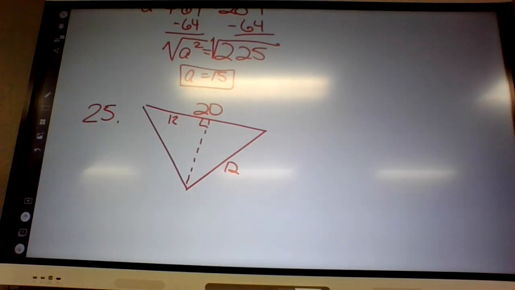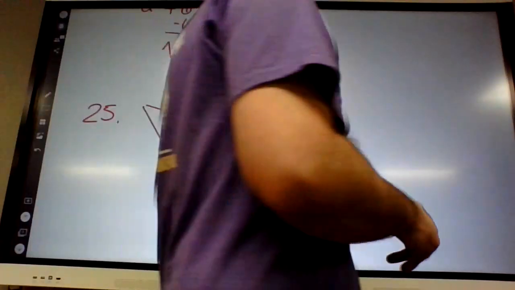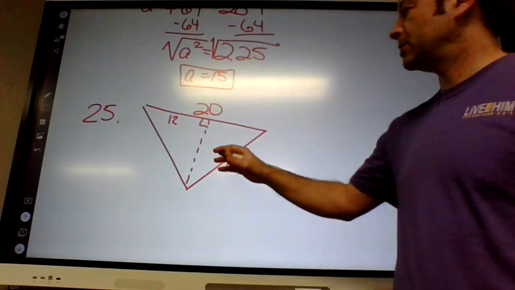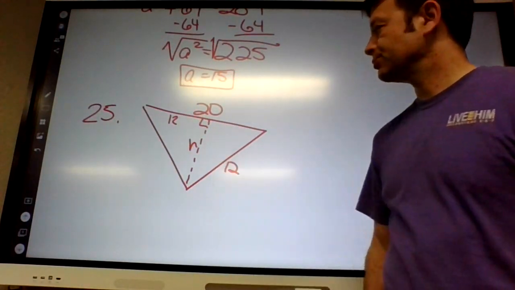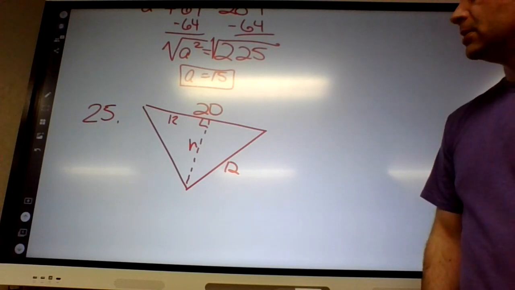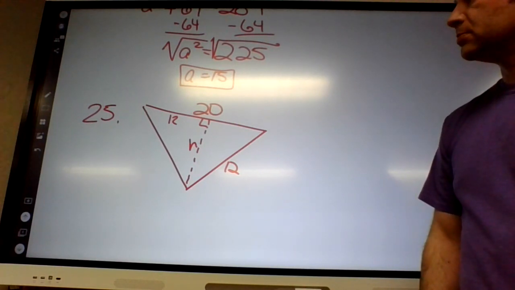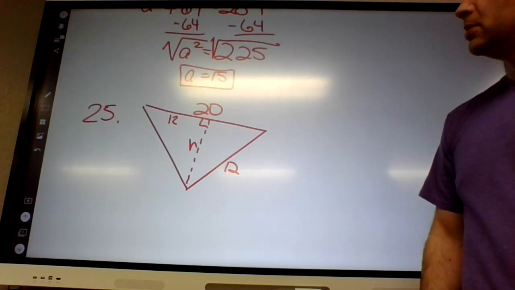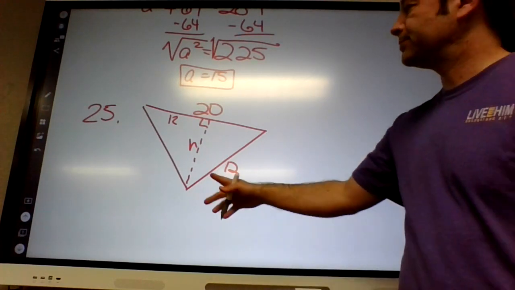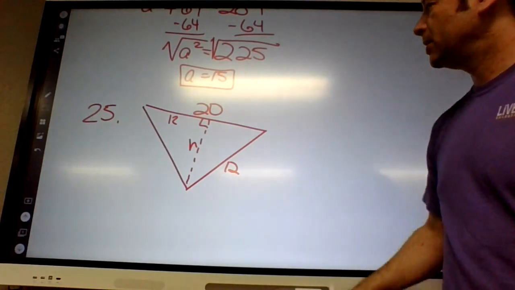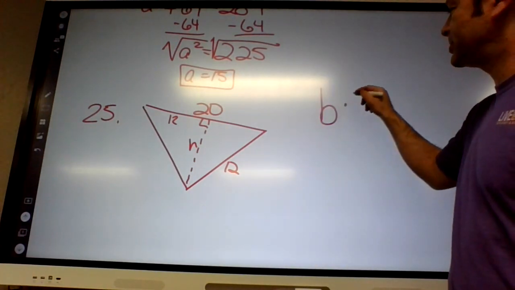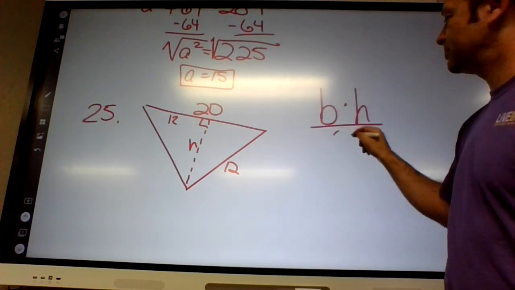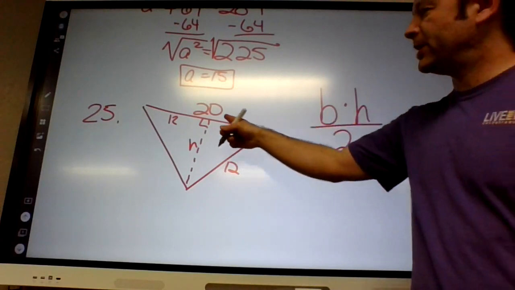Madeline, how can we find the height? I'll call it H. Base times height. No. Well, we don't know the height. Yes. Yeah, the area of a triangle is base times height divided by 2. But we don't have the height.